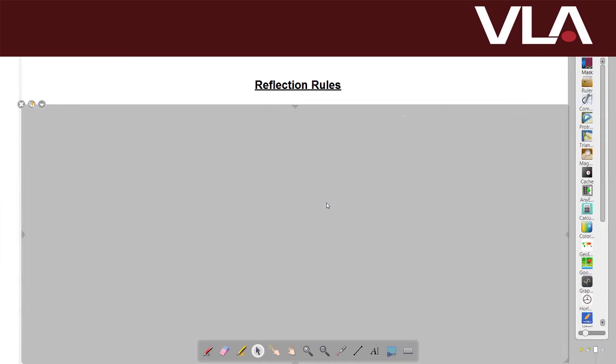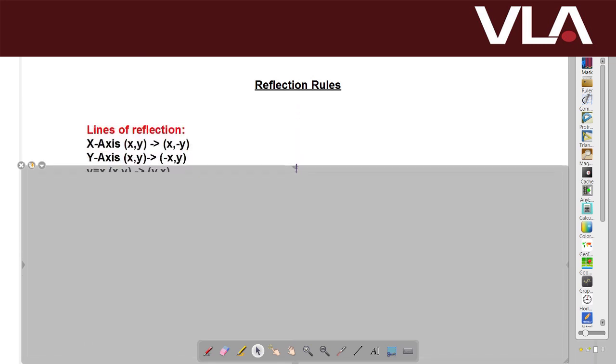I mentioned there are some rules that you can use for reflection, and I'll briefly go through each one of these. These rules will help you if you have to actually reflect an object. Depending on the line of reflection, it will always follow these rules. So once you get the hang of it, all you have to do is change a certain value, flip the x and y, depending on what type of reflection you're doing.